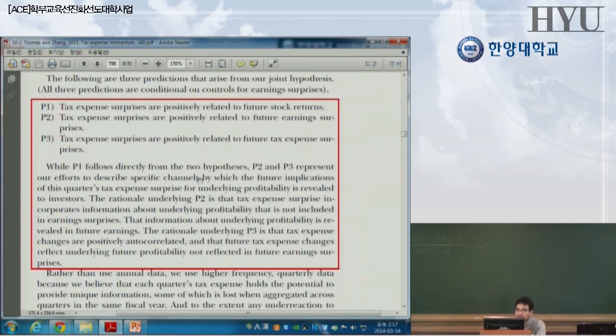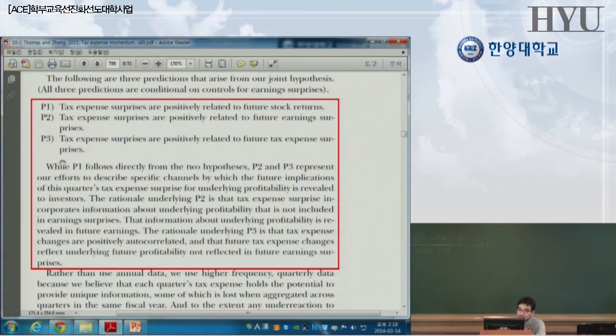So while P1 follows directly from the two hypotheses, P2 and P3 represent our effort to describe the specific channel by which the future implication of this quarter's tax expense surprise for underlying profitability is revealed. The rationale underlying P2 is that tax expense surprise incorporates information about underlying profitability that is not included in earnings surprise. That information about underlying profitability is revealed in future earnings. So again, today's tax expense surprise will be related to future earnings surprise.